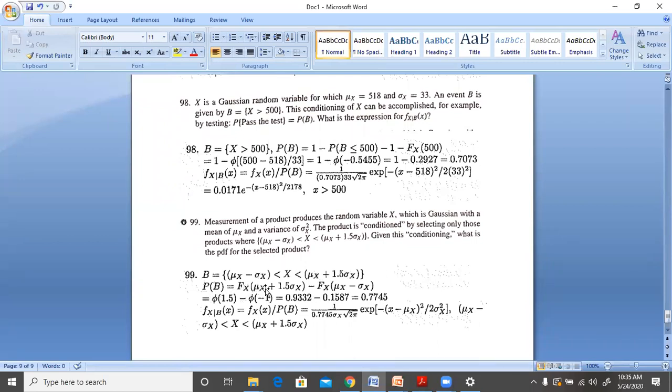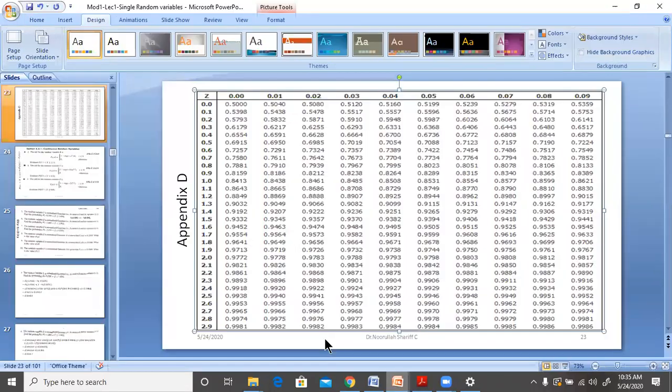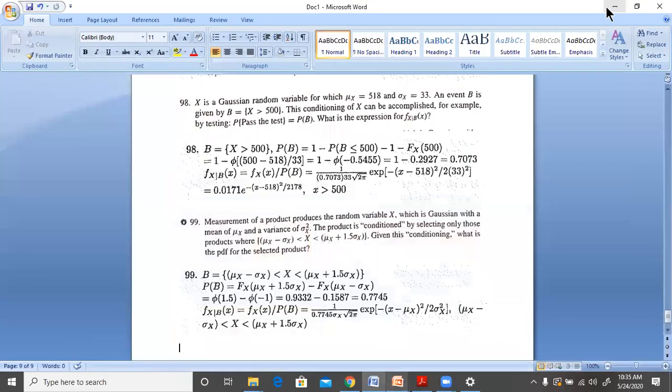So therefore pb will naturally be the quantity Fx of mu x plus 1.5 sigma x minus Fx of mu x minus sigma x. With the cumulative distribution function, that is nothing but phi itself, that will be phi of 1.5 minus phi of minus 1. So if you try to find this, 0.9332 minus 0.1587, this again has to be found from the tables. The tables are there directly here, and from there we need to find those values. Having found those values, we'll get 0.7745.